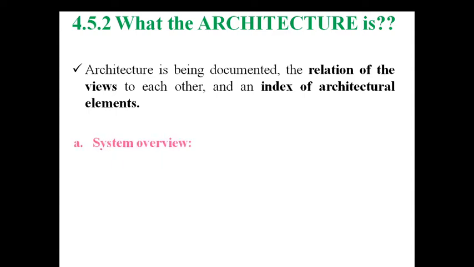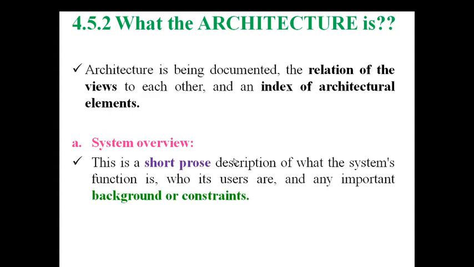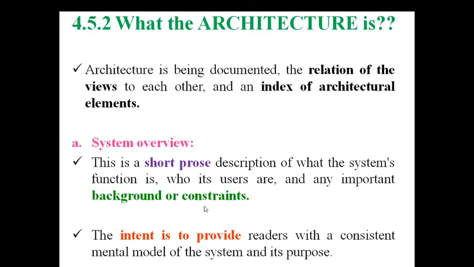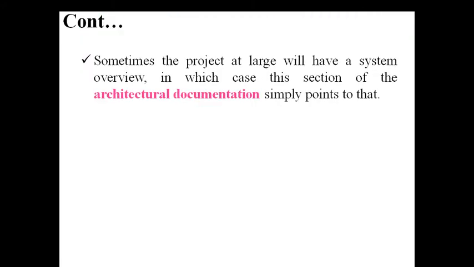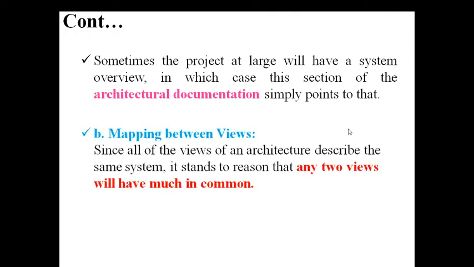So like here also what the architecture contains is system overview. Total architecture information. Your software project architecture information is in terms of system overview. So short rows, short information along with the background, along with the conditions. What is the intent? What is the main motto of this architecture? It is to provide a consistent mental model of the system and its purpose, which we are discussing again and again. Sometimes the project at large will have a system overview, in which case this section of the documentation simply points to that.